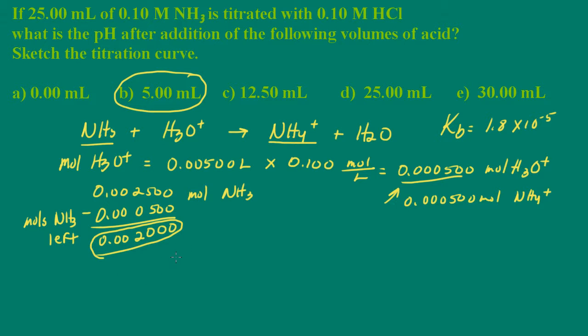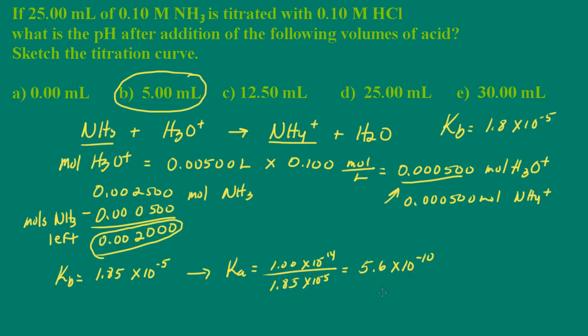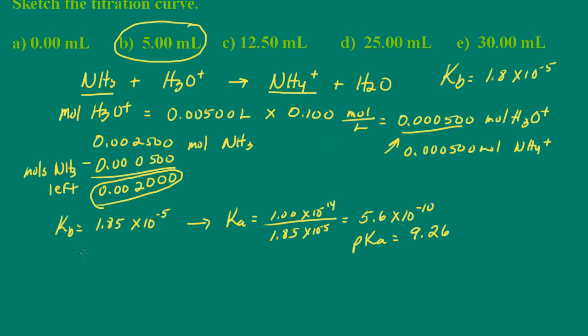What we do need is the pKa. Now what we have is Kb from part 1, which is 1.85 times 10 to the negative 5. And Ka will be 1.0 times 10 to the negative 14 divided by 1.85 times 10 to the negative 5, and that is going to give us 5.6 times 10 to the negative 10. And so this is Ka, and pKa will be the negative log of that, and we end up with a pKa of 9.26. Now we can determine the pH using the Henderson-Hasselbalch equation.